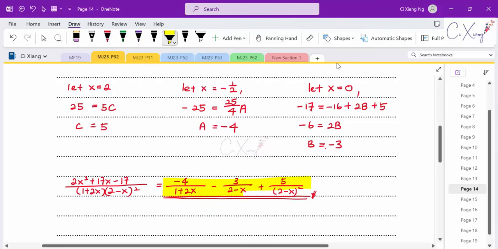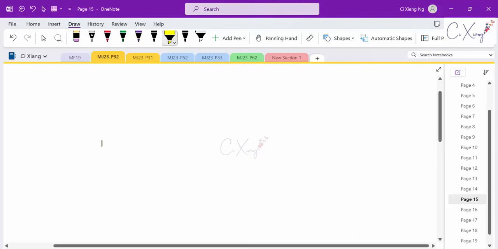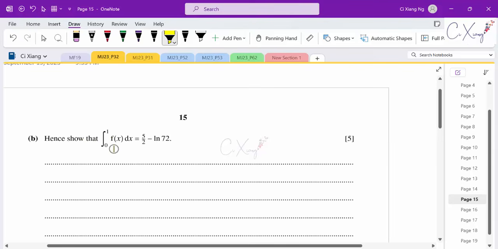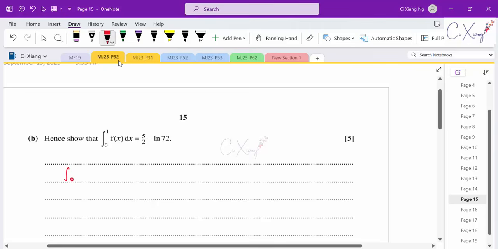Okay, alright, then we can proceed to the next part. Part number B. For part B, hence they want us to show that the integration of f(x) equals this particular value. To apply the integration, instead of using the original rational function, we should use the partial fraction that we already got just now in part 1. Therefore, they use the word hence, right?